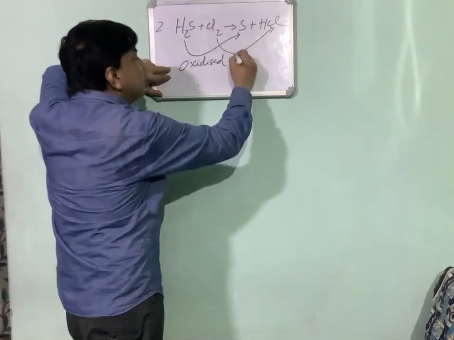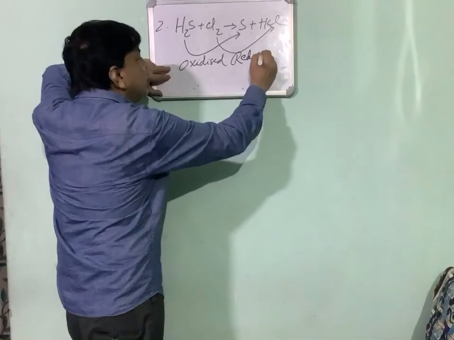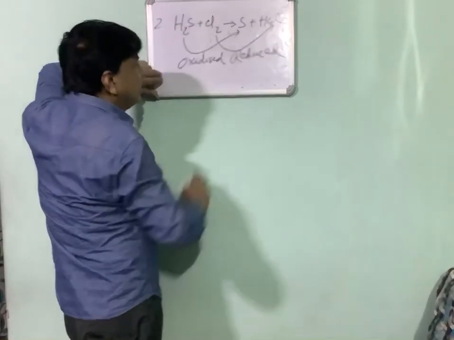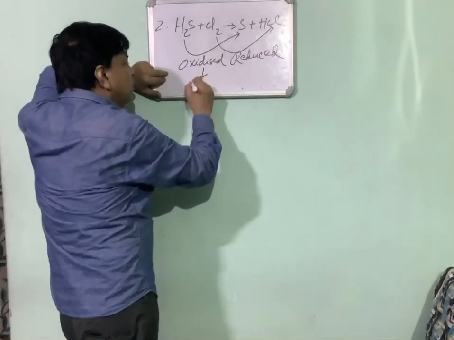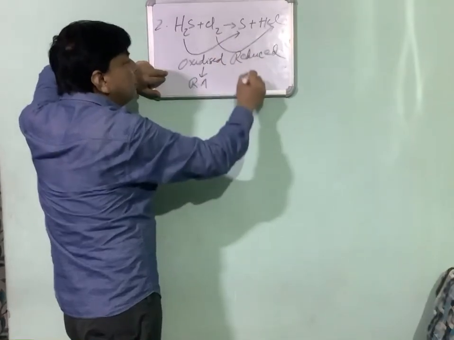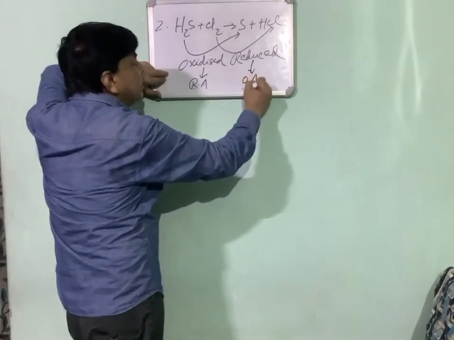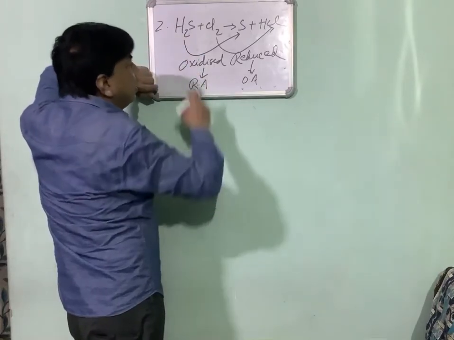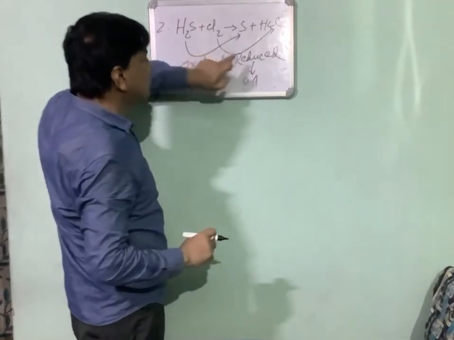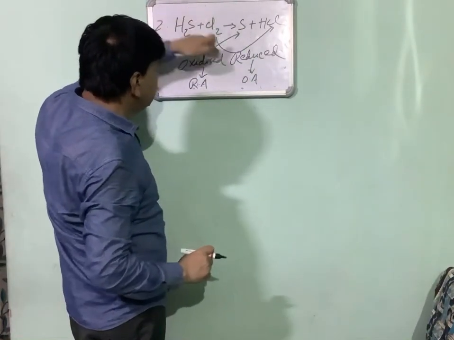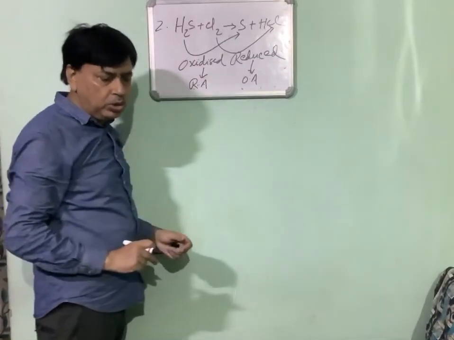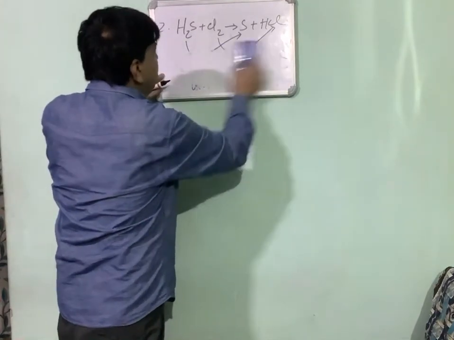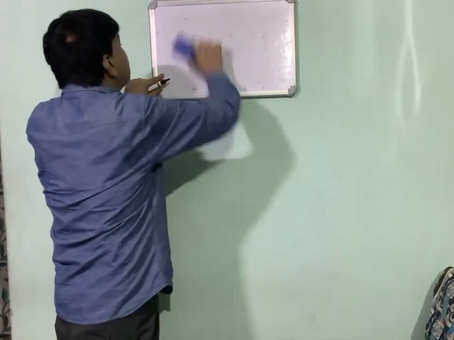So Cl2 is reduced, and hydrogen sulfide is oxidized. The substance which is oxidized will be the reducing agent, and the substance which is reduced will be the oxidizing agent. So Cl2 is the oxidizing agent and hydrogen sulfide is the reducing agent. Hydrogen sulfide is oxidized to sulfur and Cl2 is reduced to HCl. So many questions can be asked in multiple choice, which is correct, which is wrong, and you can give the correct answer.